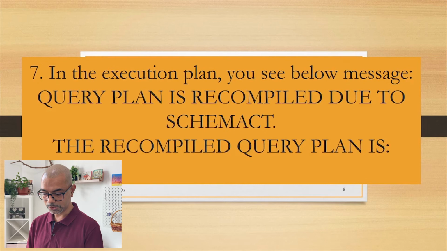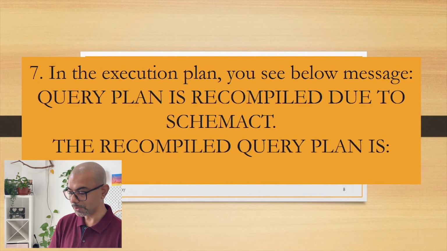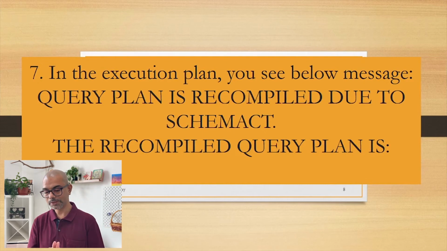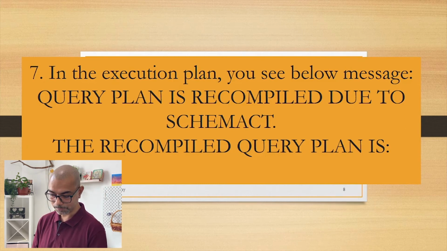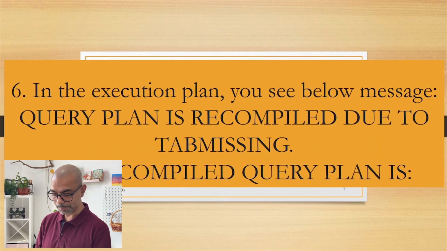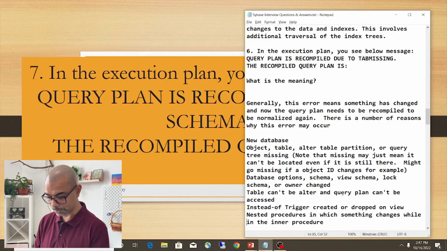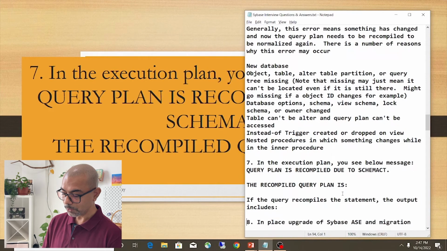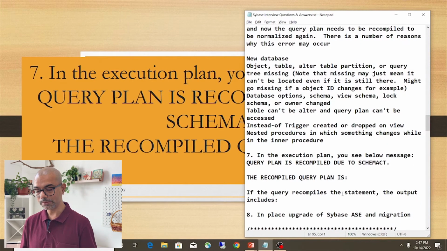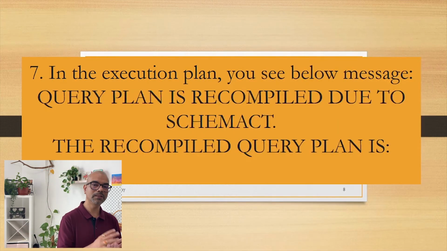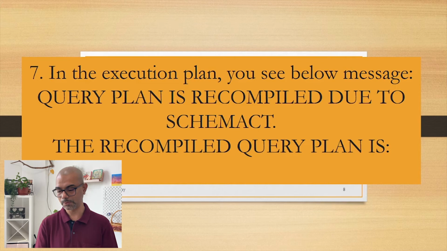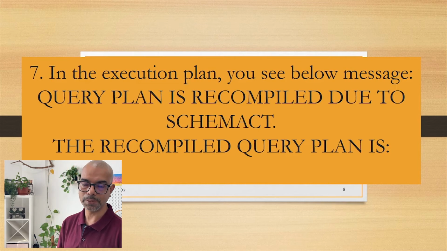Okay, let's go to the next question now. In the execution plan you again see something different. It says the query plan is recompiled due to schema connect. The recompiled query plan is, what is the meaning of this? The previous one was tab missing, this one is schema connect. So in this one, when it recompiles the statement, that's how it happens. As you can see, it is schema connect, so somehow it got disconnected and then it got reconnected. That's how it has been recompiled.